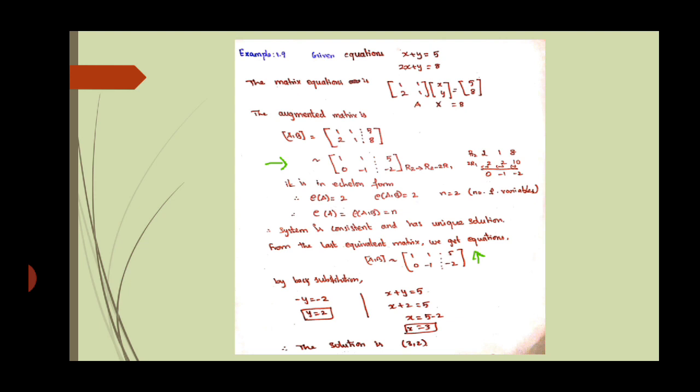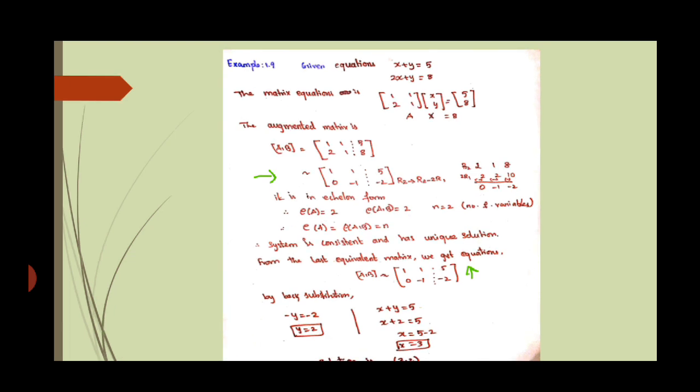So first the coefficient matrix 1, 1, 2, 1. Next the variable matrix. Here we cannot write x, y, z because we have only two variables in the equation, so x and y. And now on the constant side we have 5, 8. And now we got the matrix equation AX equals B.